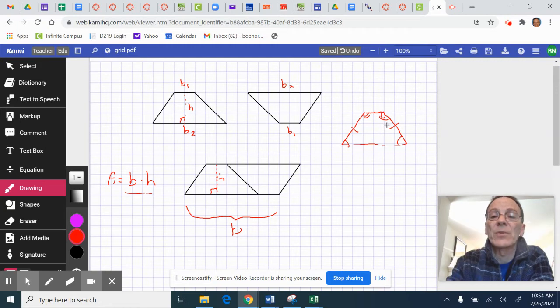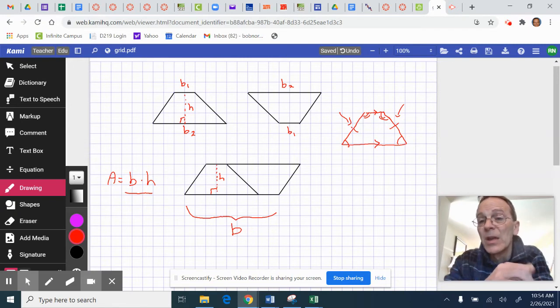For all trapezoids, all that's required is that you have two lines that are parallel to each other, and then the other two lines are not parallel to each other. Because if the other two lines are parallel to each other also, then you have two pairs of parallel sides, and you have, in effect, a parallelogram.